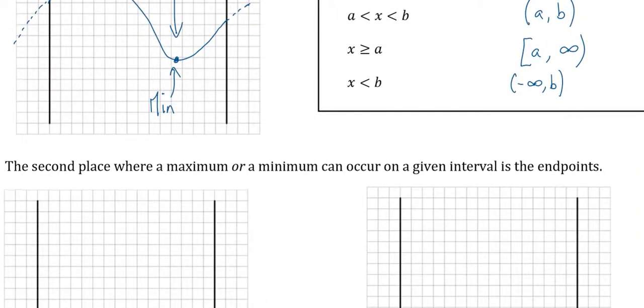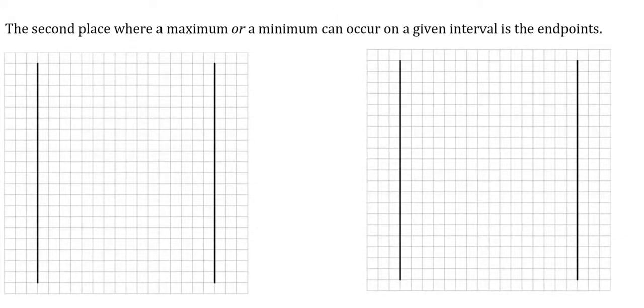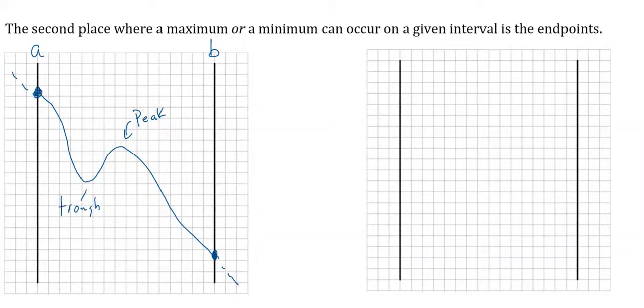Okay, where else might the maximum or minimum values occur? Again, if this is A and this is B, maybe it starts way up here, goes down, and again continues off in both areas. So I've got peaks and troughs, but they're not the maximum or minimum values in this case. So this is a peak, and this is a trough, but this is my max, and this is my min.